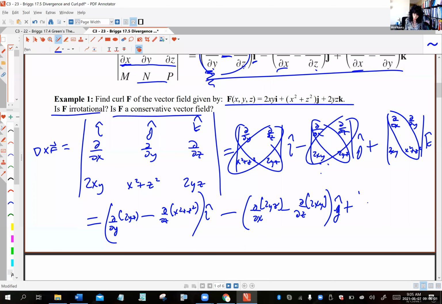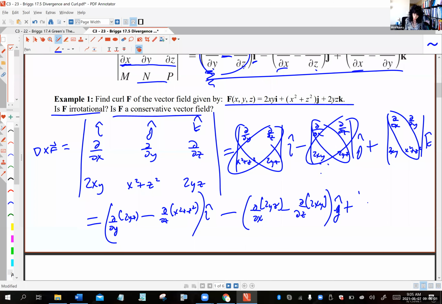Now we're just going to do all these partials, except my PDF annotate's not being very nice to me. When you take the partial of 2yz with respect to y, I get 2z. Minus, and when I differentiate x squared plus z squared with respect to z, I get 2z. Oh, heck, that's going to be 0. Does that always happen? No, but we got kind of lucky there. This guy, the partial of 2yz with respect to x, that's 0, minus the partial of 2xy with respect to z. Hey, that's 0 again. Oh my gosh.